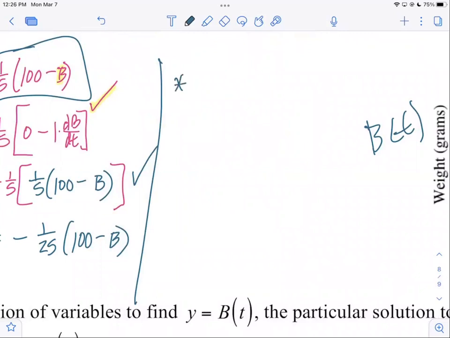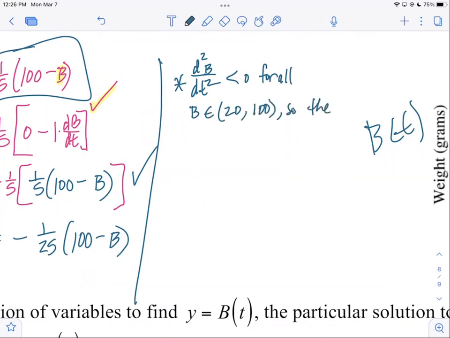So let's go ahead and say something to this effect, right? d squared B over dt squared is going to be less than 0 for all B on the interval from 20 to 100. So the solution, or actually just, you could just say, so B of t should be concave down on this interval. You can say that again.